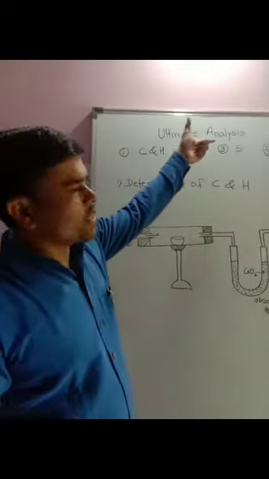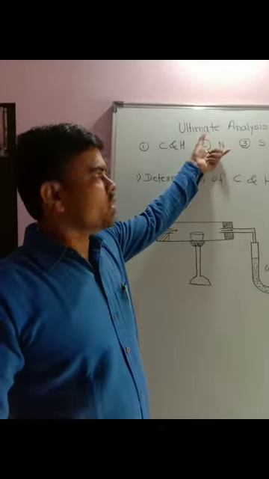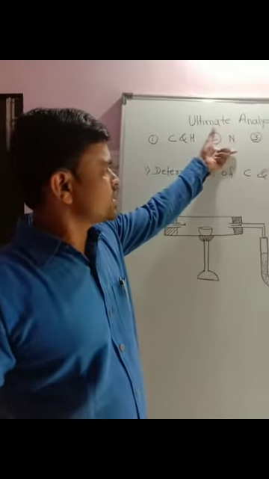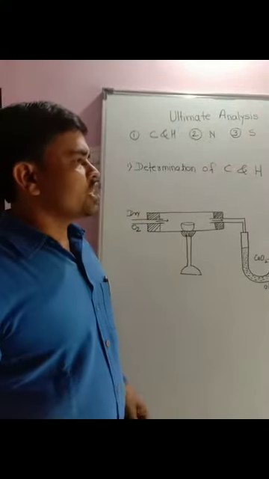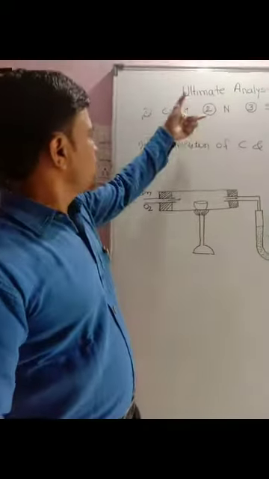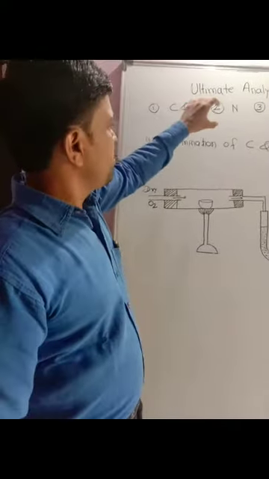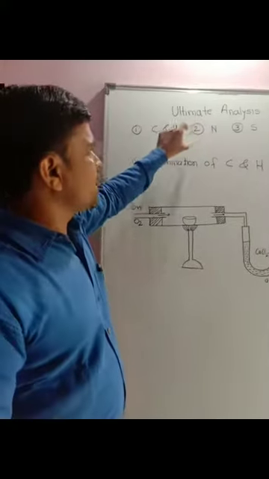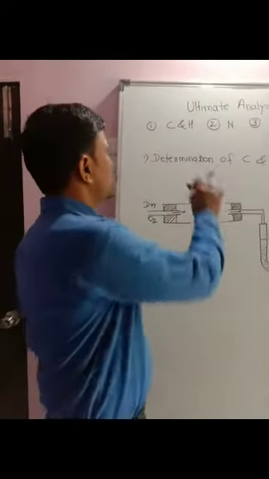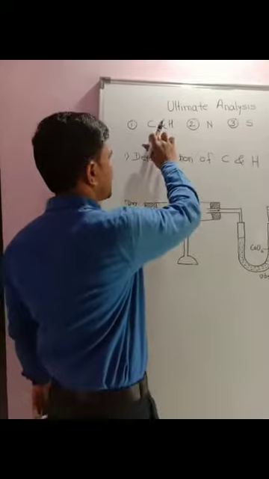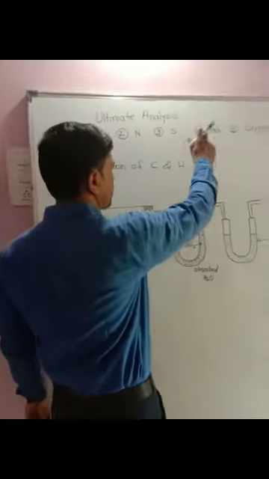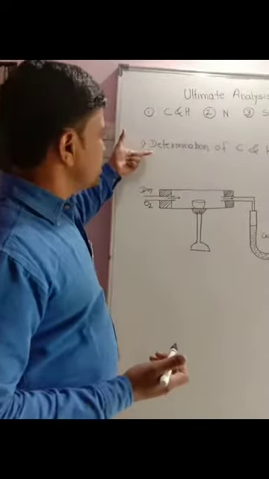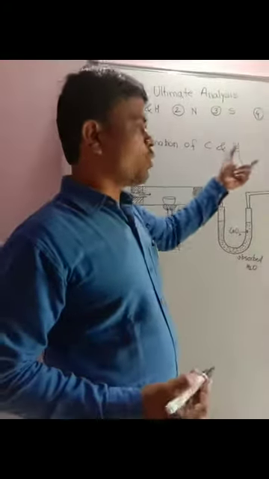This ultimate analysis of coal is important to study the heat balances in the chemical processes where coal is fuel. Now we will see each element separately. This ultimate analysis is also known as an elemental analysis because carbon, hydrogen, nitrogen, sulfur and oxygen are determined in the elemental form. Now, determination of carbon and hydrogen.